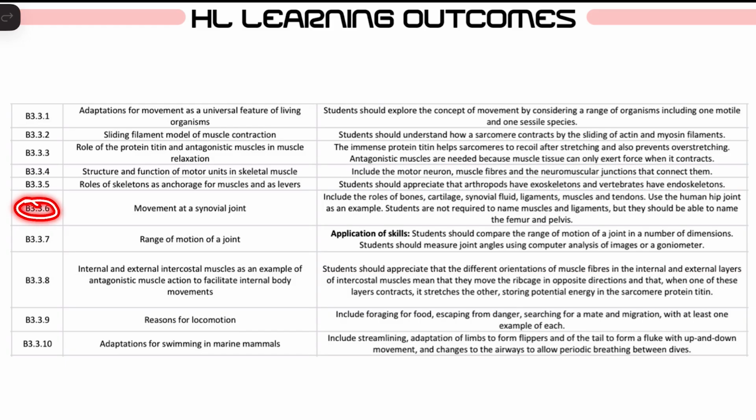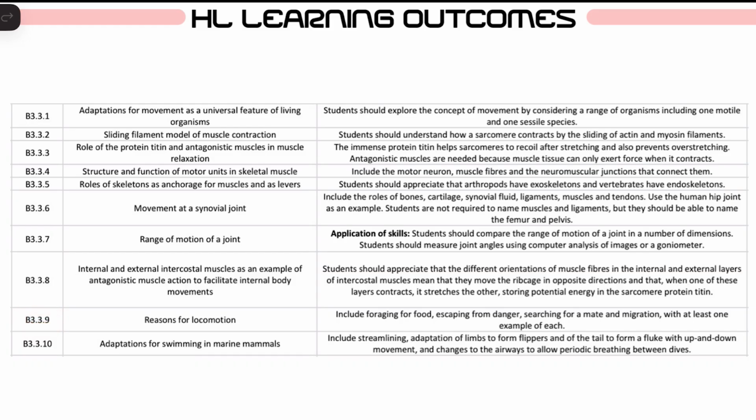This was further explored by looking at how movement occurs at a synovial joint. And students should understand the different roles of these different structures using the human hip joint as the key example. And then finally, with respect to joints, we looked at how the range of motion can differ and how this can be measured using a goniometer. Going back again to antagonistic muscle movement, we explored how the internal and external intercostals work well because they work antagonistically, and how this helps facilitate movement, and in this case, ventilation.